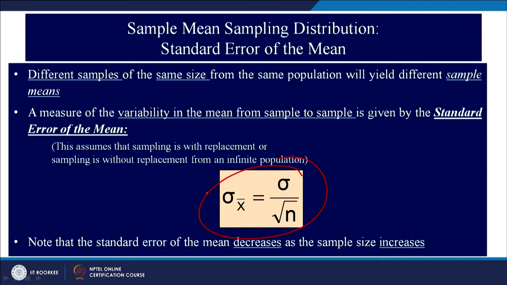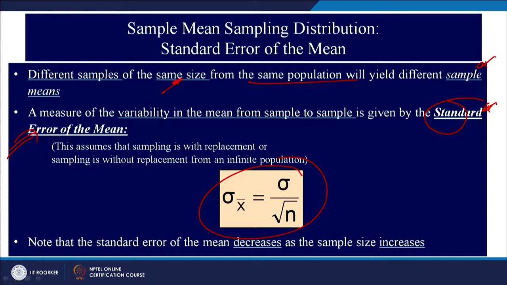and this is called the standard error of the mean. As we have said, different samples of the same sample size from the same population would give you different sample means. So the variability amongst these sample means is measured by the standard error of the mean. It is not called standard deviation, but we call it standard error of the mean, because we are calculating how these different means are varying, or what is the variability amongst these different sample means.